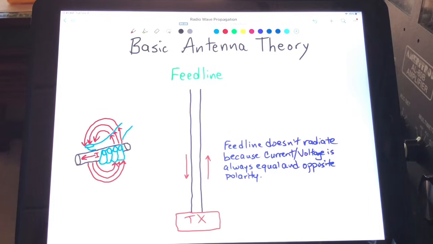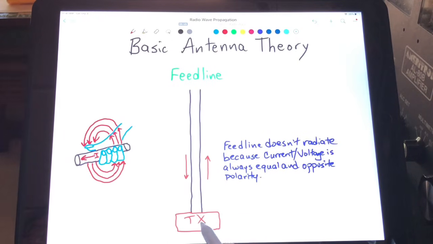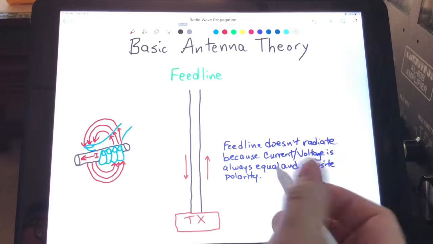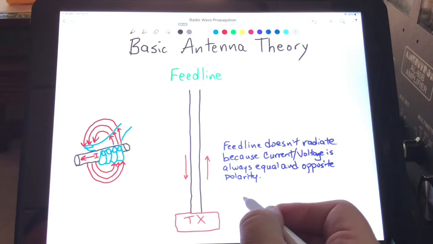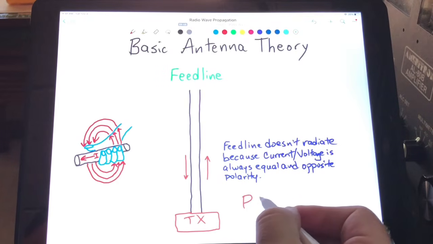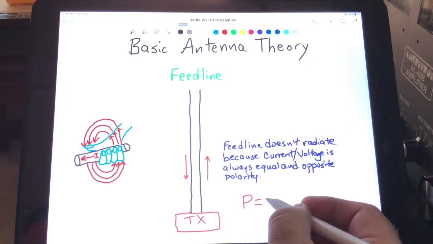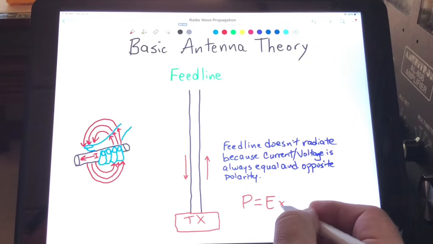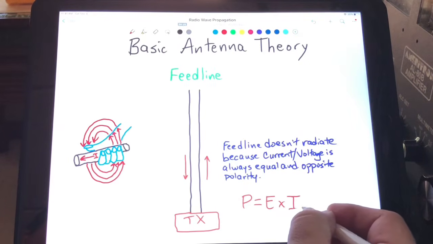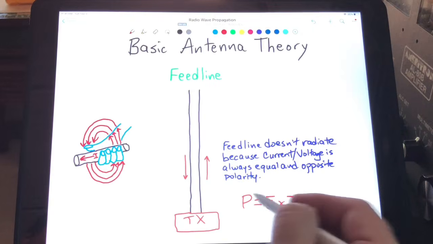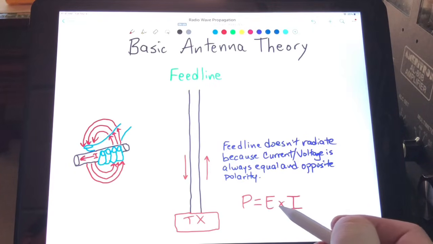So let's dive right in, okay? We have a transmitter, that's our radio. It puts out power, we call watts. Now, let's talk about that for a second. Power, P, there's a formula that we've had to learn for our test, right? Power equals E for electromotive force, voltage, times I for current. So voltage times current produces power, which we measure in watts.